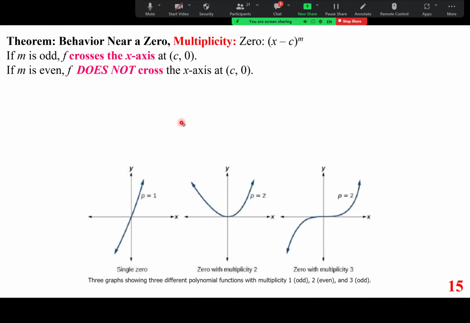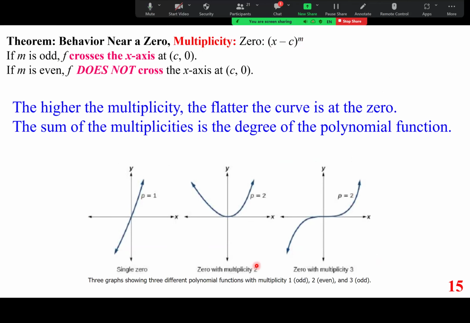So for example, here or here, it crosses 0 with multiplicity of odd, 3 in this case, and this is 2. The higher the multiplicity, the flatter the curve is at the 0. The sum of the multiplicities is the degree of the polynomial function.